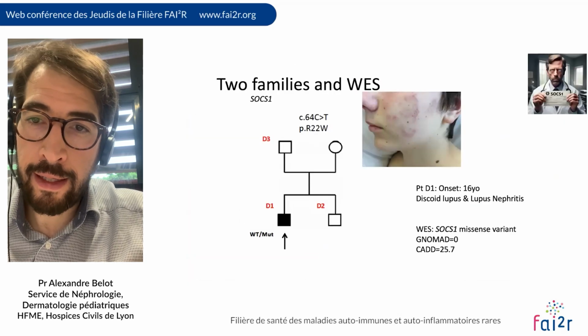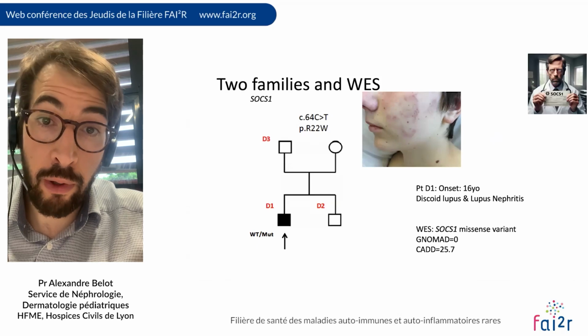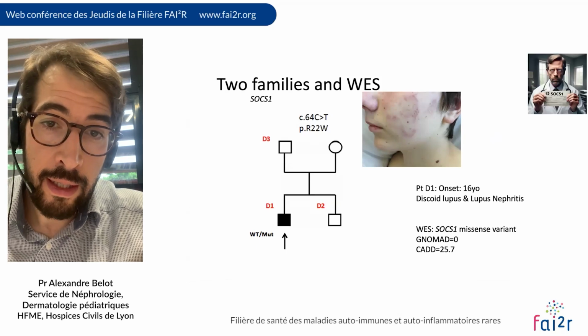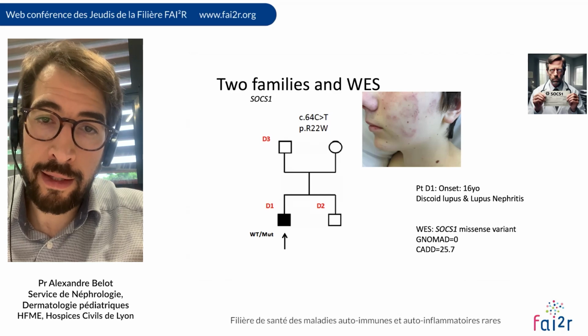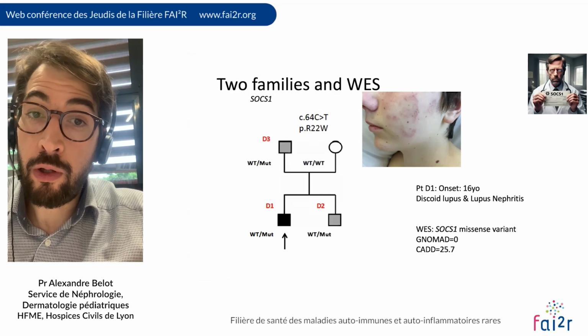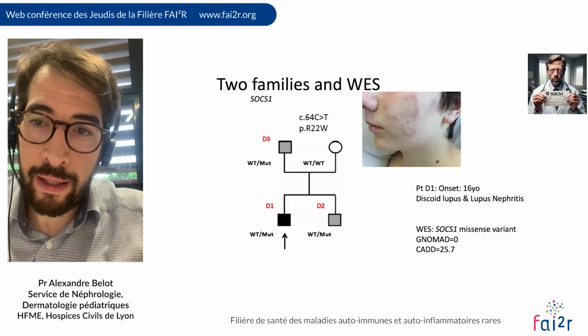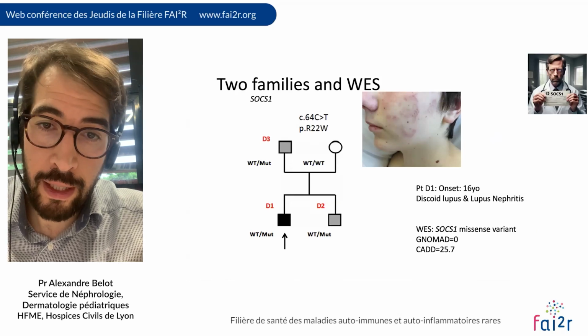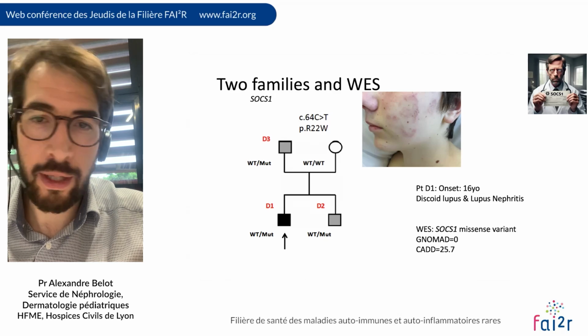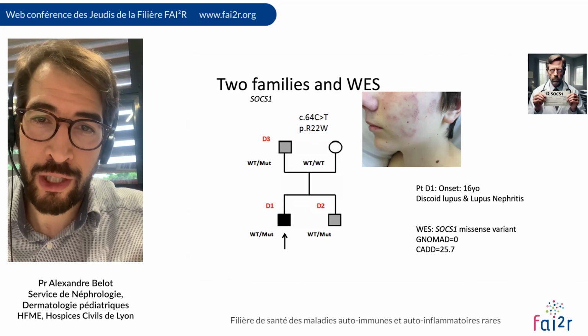I just highlighted that initially we identified one boy with a SOCS1 variant that was predicted pathogenic. It was not seen in any database, but doing the segregation, we found that the father was carrying the same mutation, but they are totally asymptomatic. So at that time, we thought it was not a good option in terms of genetics.